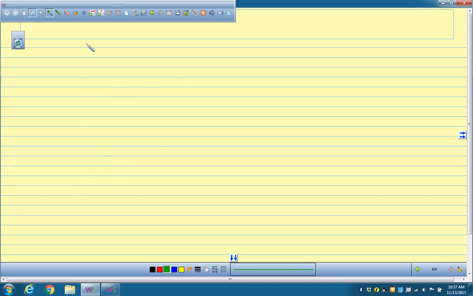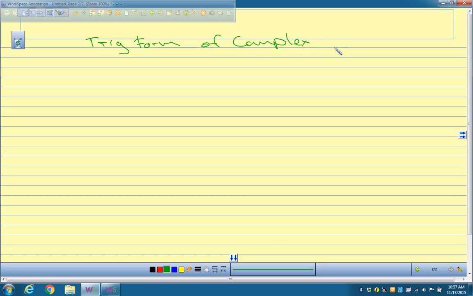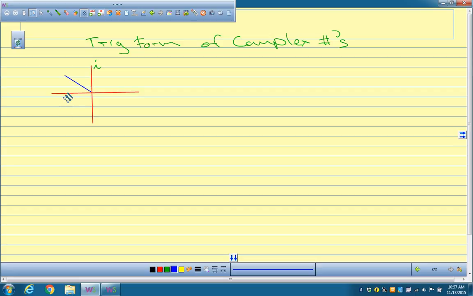Trig form of a complex number. It's very similar to trig form of vectors, okay? So if you have your complex plane, and this is your I-axis, and this is your real axis, and you draw a point going over this way. So here's some point over here, a plus bi, okay?